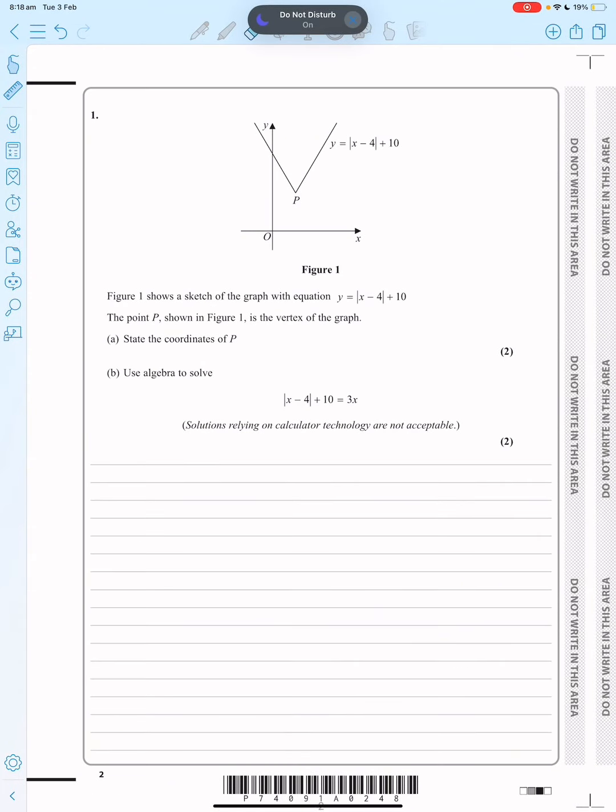Okay, so question 1 says, figure 1 shows a sketch of the graph with the equation y is equal to mod x minus 4 plus 10. The point P shown in figure 1 is the vertex of the graph. State the coordinates of P.